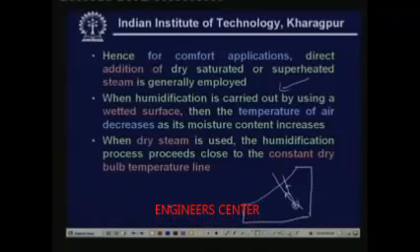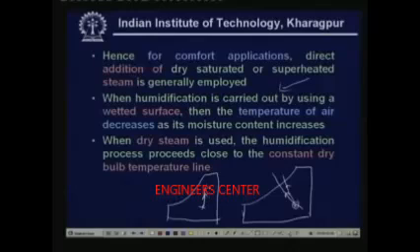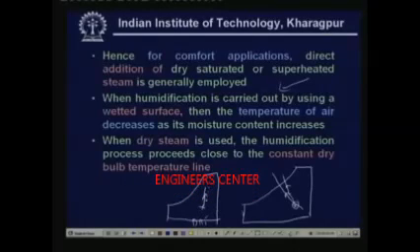Whereas if you are using steam, you find that the humidification process follows close to the constant dry bulb temperature line. You know that this is a dry bulb temperature line. And if the steam is superheated, the exit temperature will be slightly higher than the inlet temperature. So this is the difference between the humidification processes, which depends upon the way you are humidifying the air.